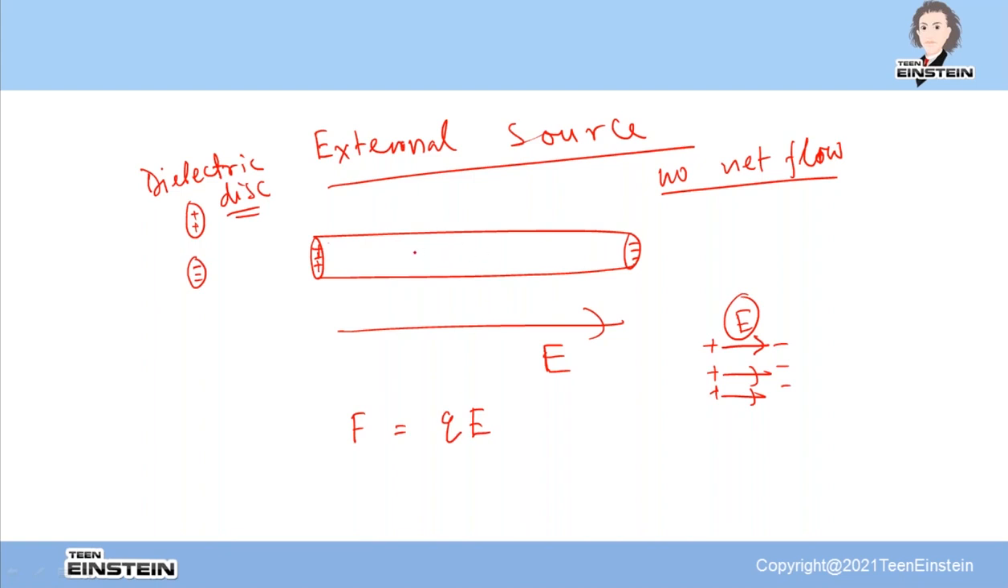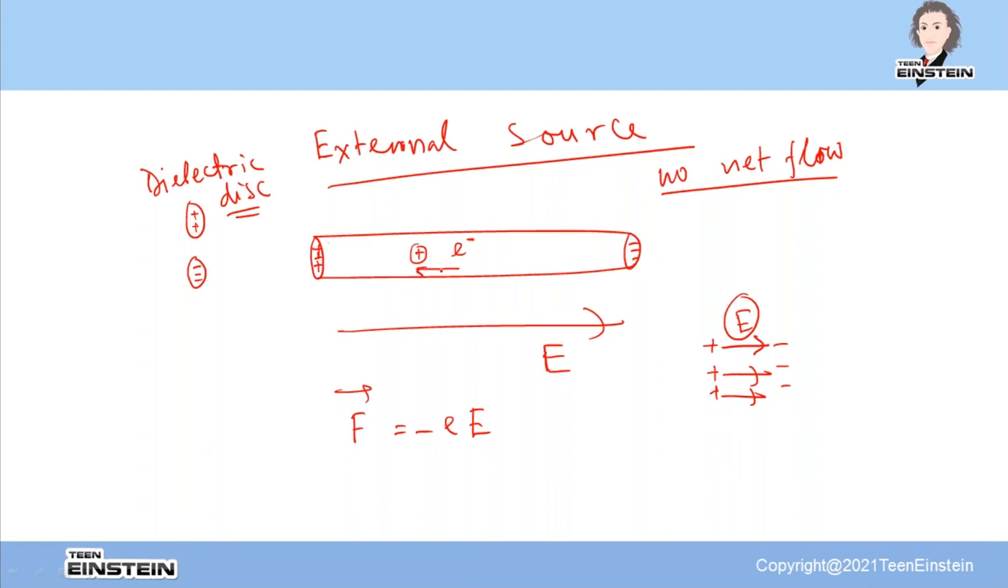In conductors you have a core and electrons. The positive cores are not mobile. What are mobile are the electrons. What will happen? The electrons will be accelerated. Since electrons have negative charge, the force will be opposite to the direction of the electric field. So electrons will move in this direction.